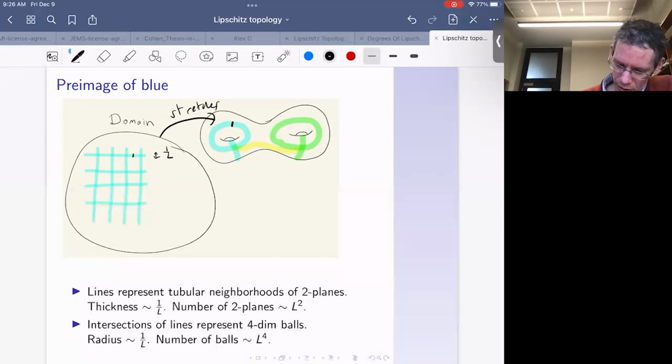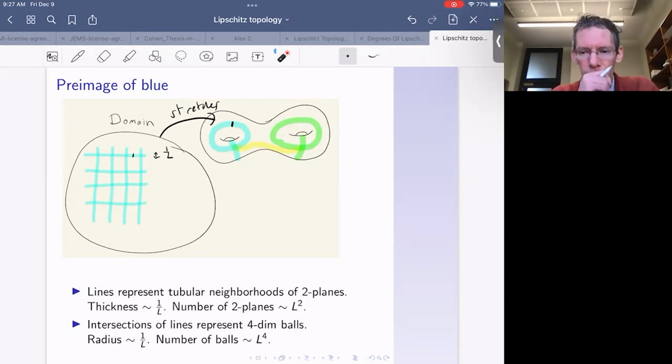Okay. There are L squared horizontal two-planes and L squared vertical two-planes. And so there are L to the 4th crossings. And each of those crossings represents a little ball of radius 1 over L. There are L to the 4th balls. Each one of these balls gets mapped there, and that's my degree of L to the 4th. Okay, let me pause there and see if there are any questions about this picture, about how this thing maps to that thing. Okay, good.